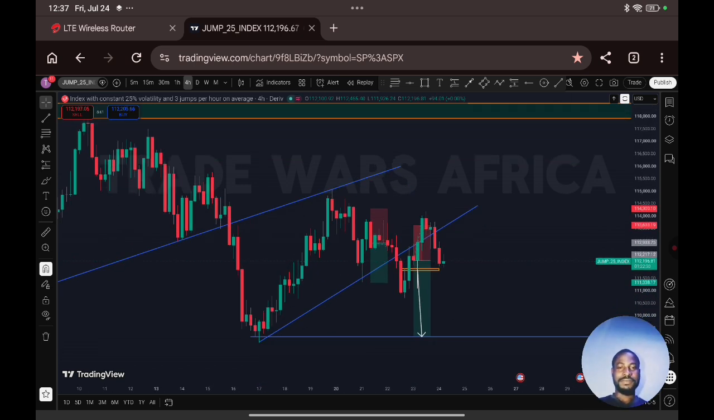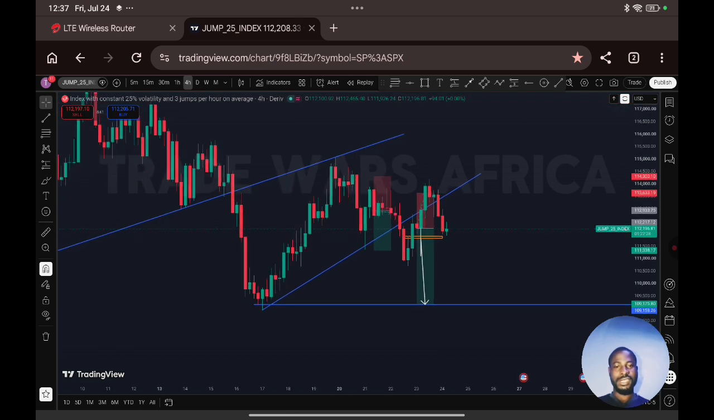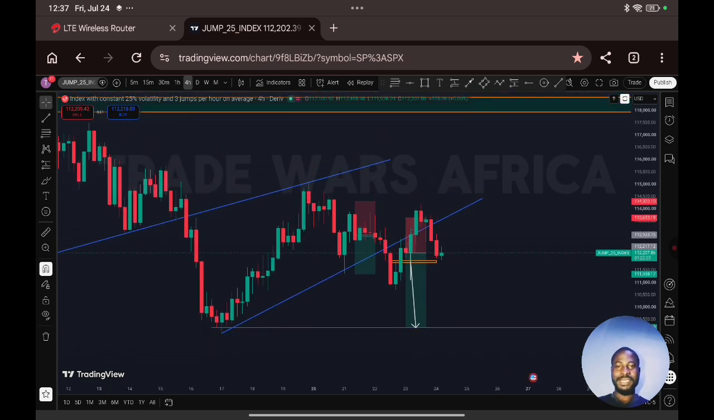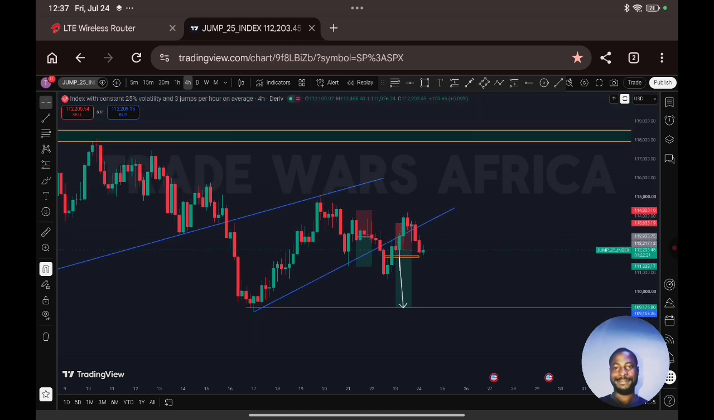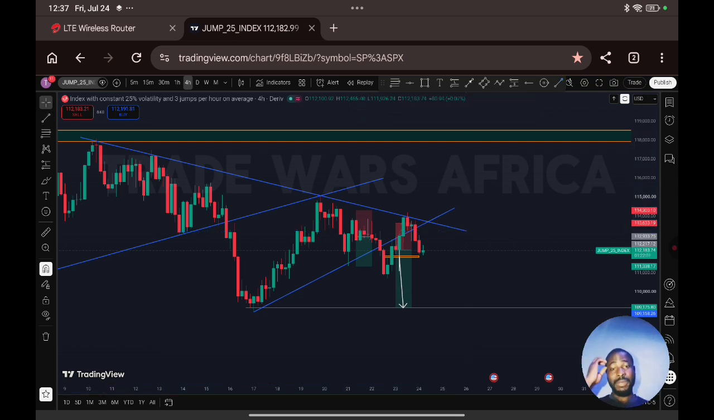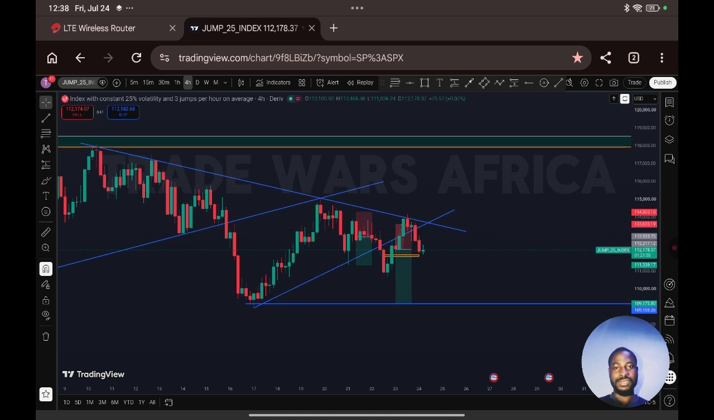In our last discussion we talked about Jump 25, and unfortunately we were taken out of the market for reasons best known to the market. I've been trying to understand why the market took us out. I think this trend line might be the reason why. I've been thinking about it since yesterday, because the market took us out yesterday.